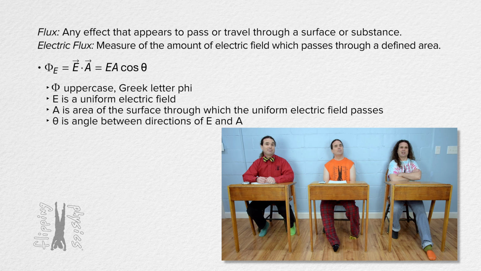Area can have direction? Yeah, the direction of an area is always normal to the plane of the area, just like the direction of angular velocity is normal to the plane in which the object is rotating.